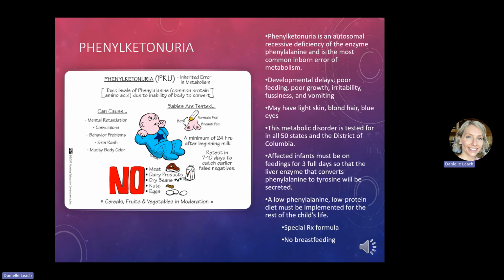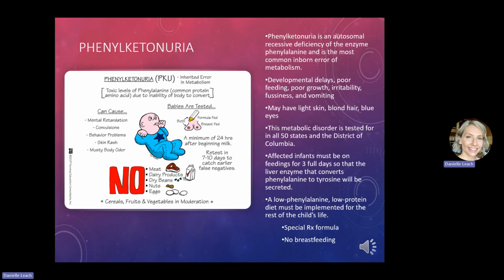One of the disorders that the newborn screens for is phenylketonuria. It's also called PKU for short. And this is an inherited error in metabolism. It's a little confusing because they decided to name both the enzyme and the amino acid phenylalanine. But basically what happens is that there is a deficiency of the enzyme phenylalanine hydroxylase, and as a result, it doesn't break down the amino acid or protein phenylalanine, and that leads to toxic amounts of it in the body.